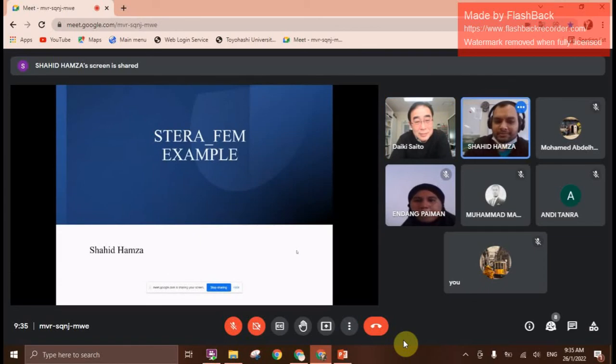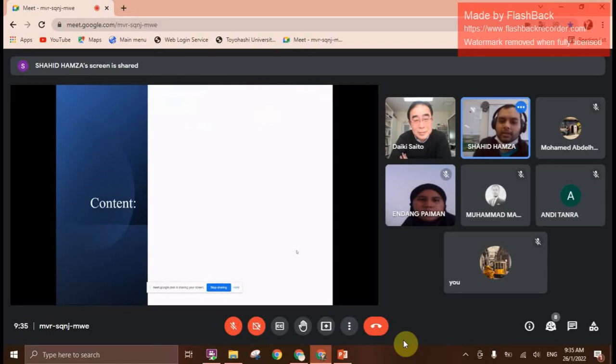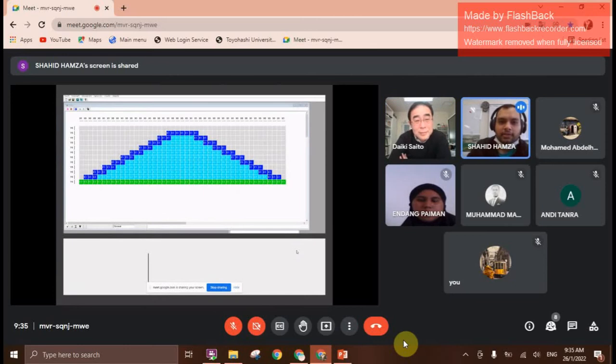Okay, so I was searching for examples. My name is Shahid Hamza. I am from the Coastal Engineering Laboratory. My laboratory is coastal engineering, so I tried to find the force and effect on a wall from a tsunami, which is example 5 in the lecture. So I made the model.